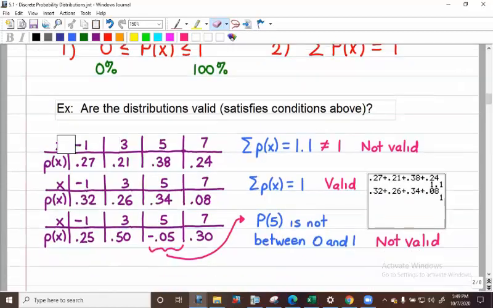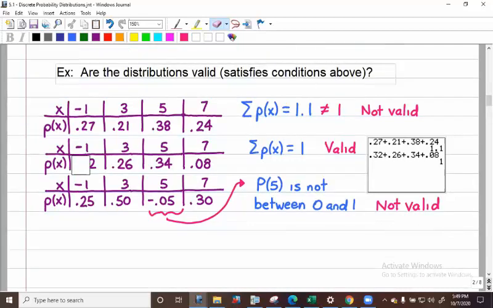Now I put in a negative. Remember, X can be negative, X can be anything. It's just the probabilities we're looking at. For the first one, each of those 4 probabilities is good. They're all between 0 and 1, nothing weird there. But if you add them up, you get 1.1. They didn't add up to exactly 1, so that makes that distribution not valid, or impossible, however you want to call it.